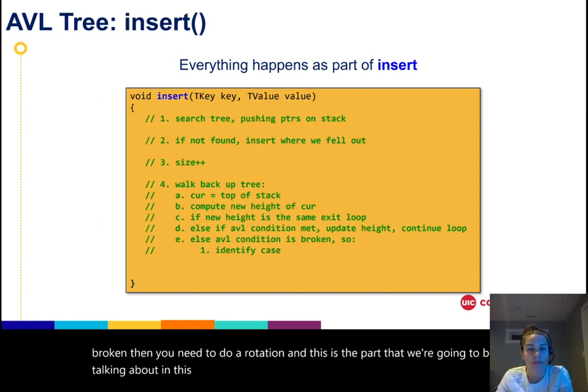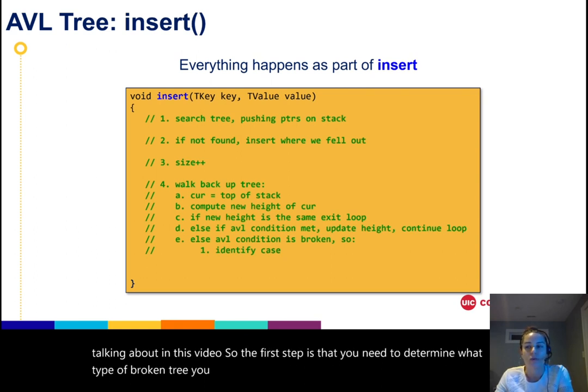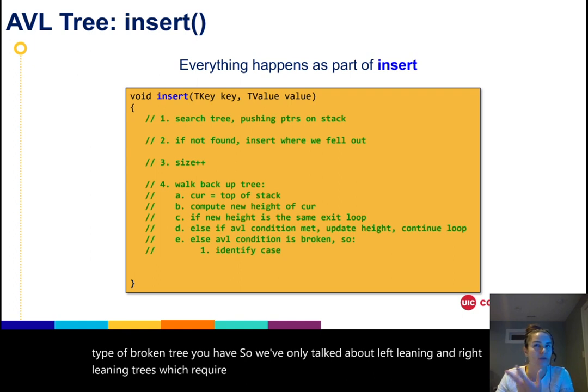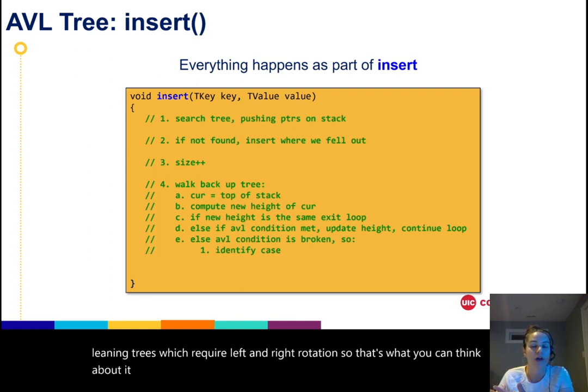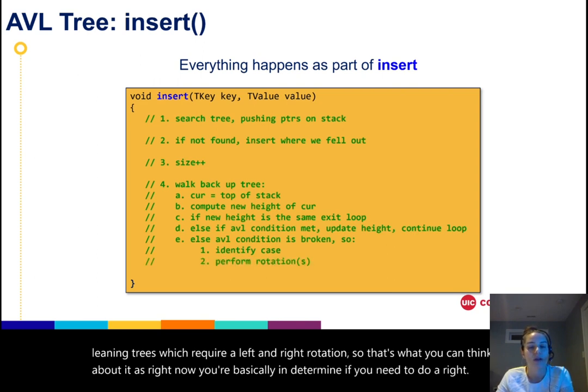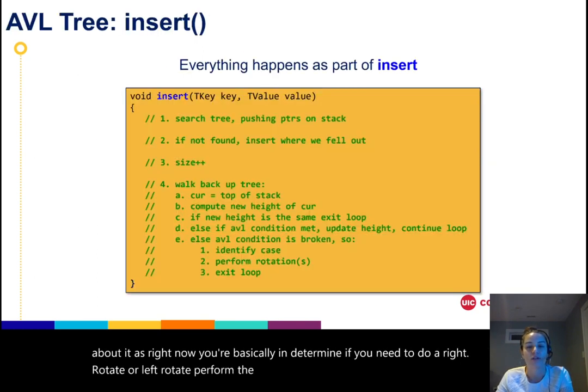The first step is that you need to determine what type of broken tree you have. We've only talked about left-leaning and right-leaning trees, which require a left and right rotation, so that's what you can think about it as right now. You're basically going to determine if you need to do a right rotate or a left rotate, perform the rotation, and then exit the loop.